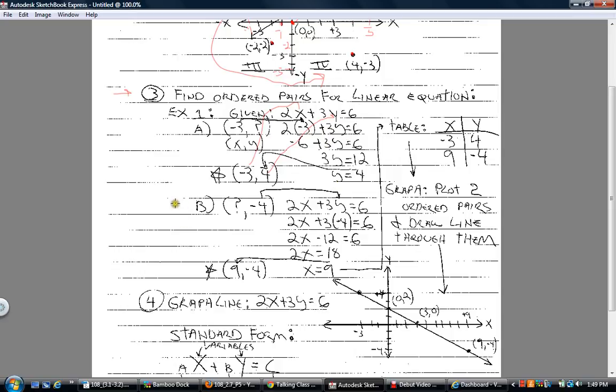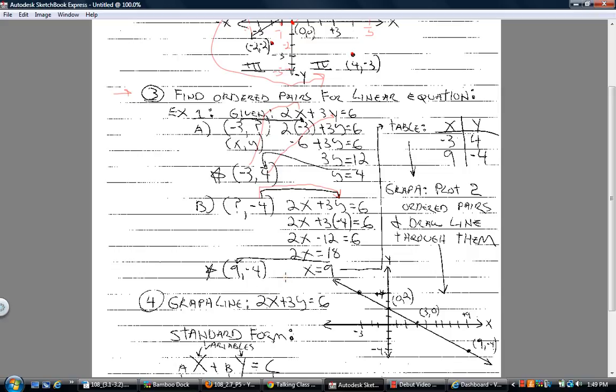Okay. Sometimes they'll give you the y coordinate and ask you what the x coordinate is. Simply take the y value, stick it into the linear equation, and evaluate and solve for x. So -4 times 3 is -12. Add 12 to both sides, divide by 2. X equals 9 gives you the ordered pair 9, -4. Okay, those are pretty warm-up exercises here.